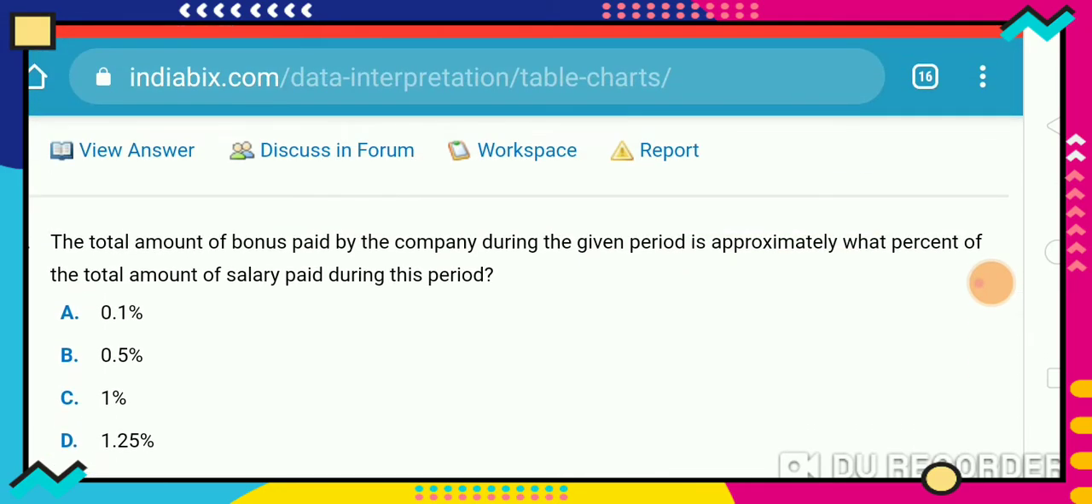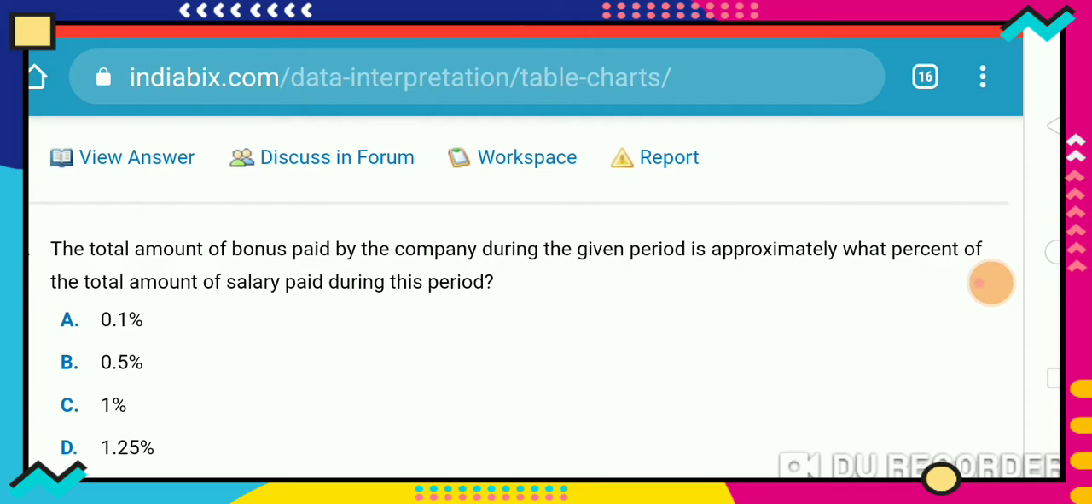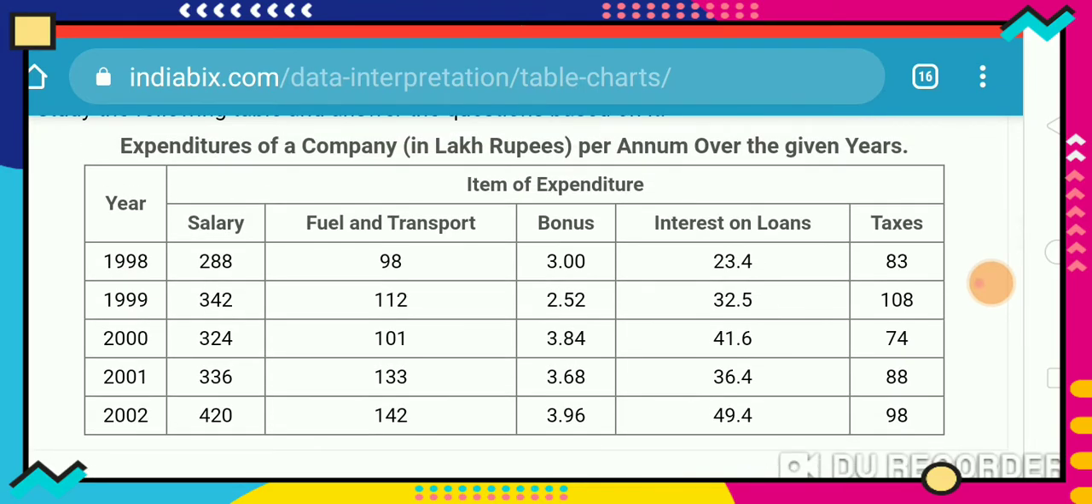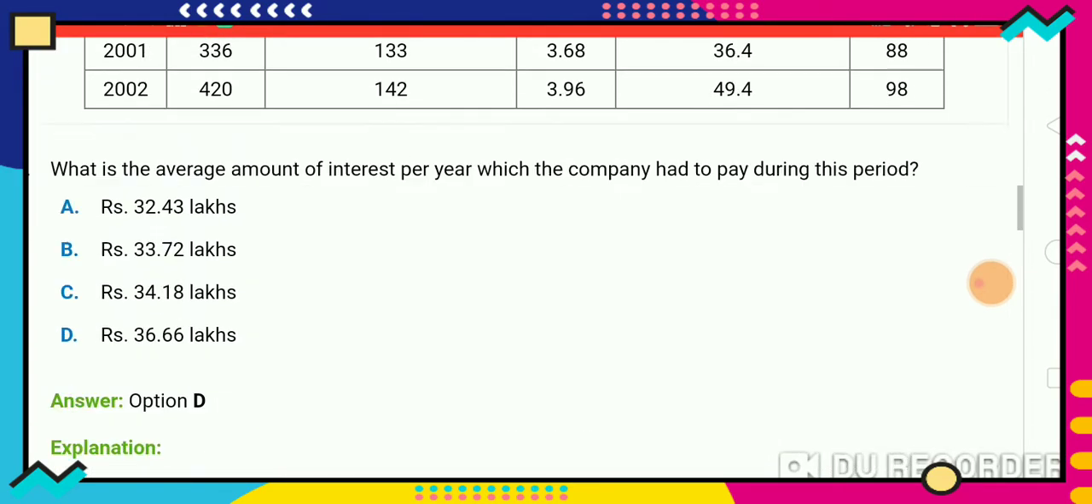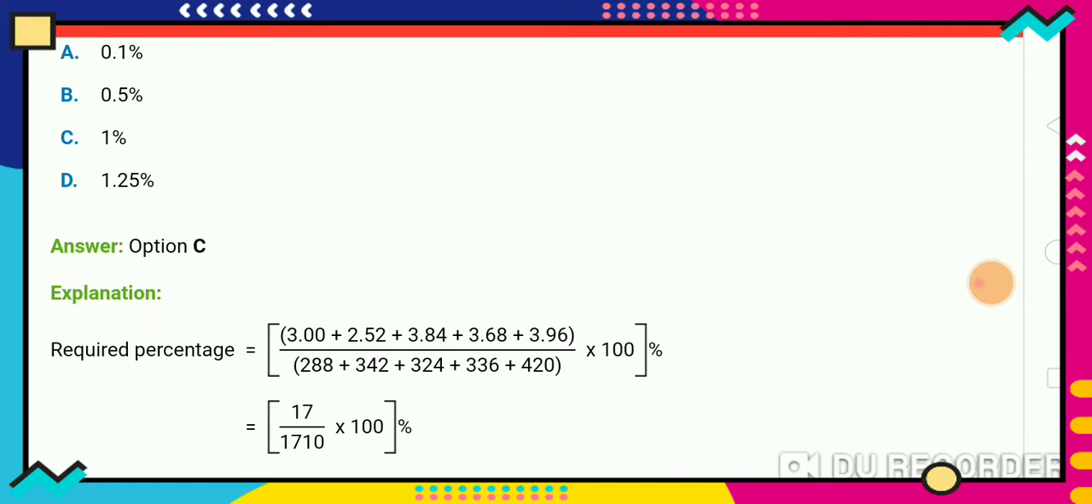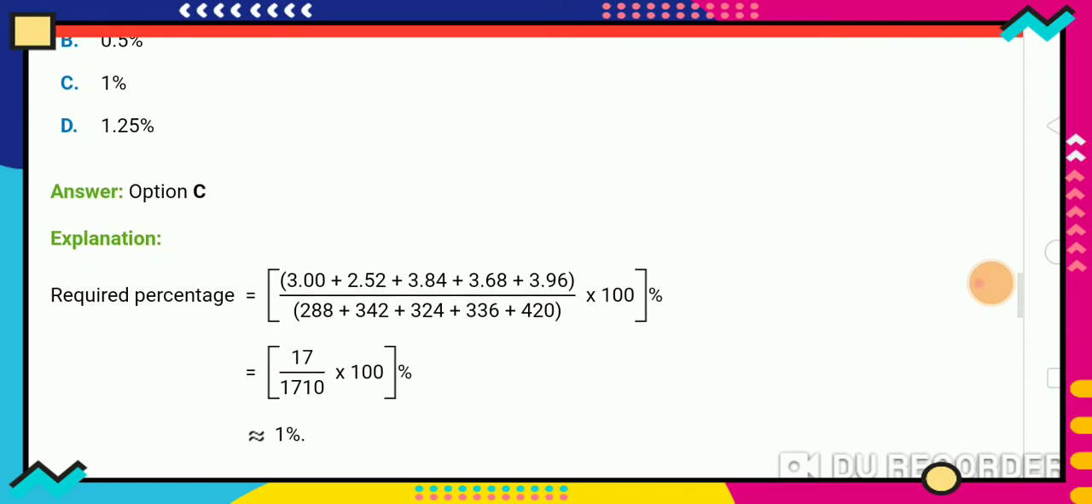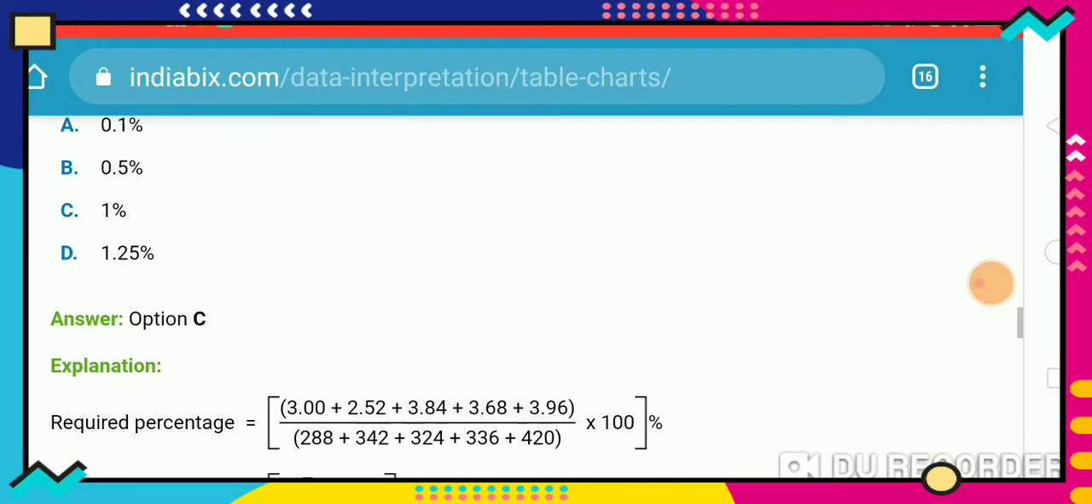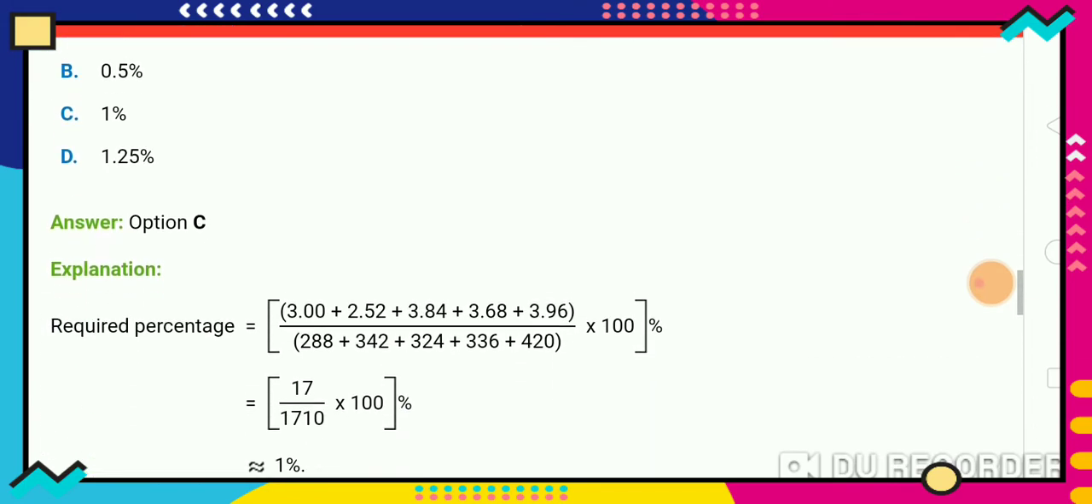The second part of the question is the total amount of salary during this period. I think they are adding the column of salary. They are adding both and multiplying by 100, guys. If you do it approximately, you will get 1%. There is an option of 1%, guys.